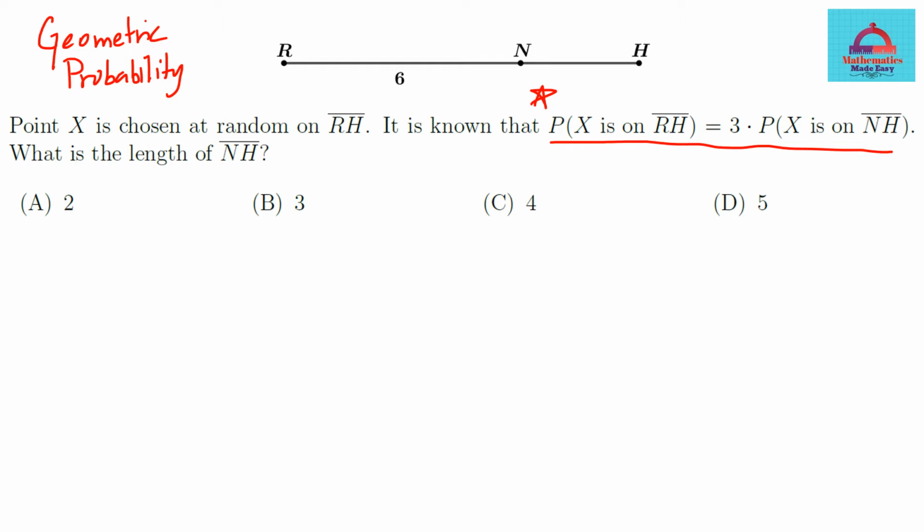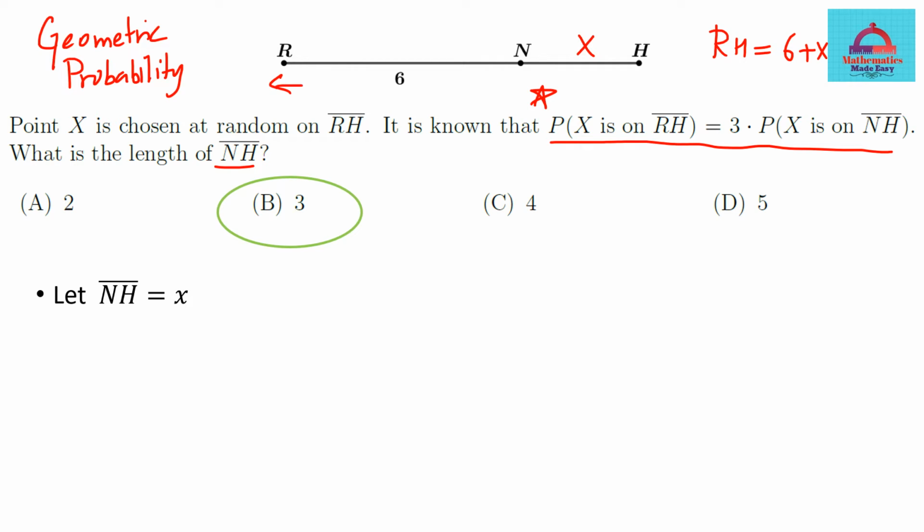So this is very important. You need to find the length of NH. NH is not given, so let's take that as X because we don't know the value of X. So if your NH is X, then we can say RH is equal to 6 plus X or X plus 6 because RN is given to you as 6. Okay, now you can take the ratio.